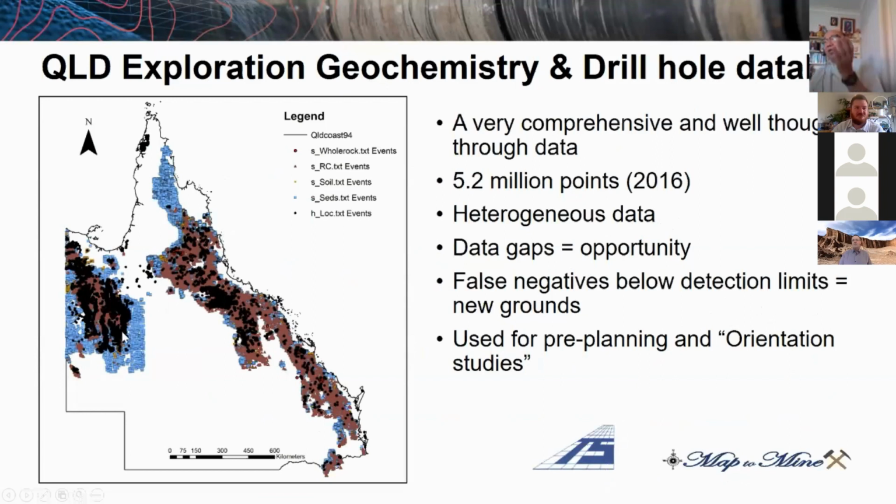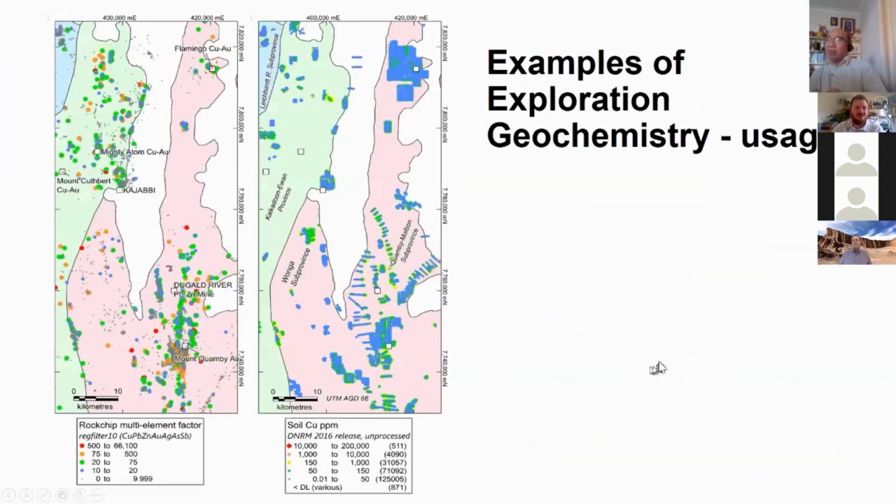And so lots of these geochemistry areas are probably areas that you could re-examine, and this probably has much more potential in these areas itself. Well, the use of this database is basically for pre-planning, and because of the diversity of data, it could be used as a de facto orientation study. And it's a really powerful tool that I really encourage you to look at before you move on.